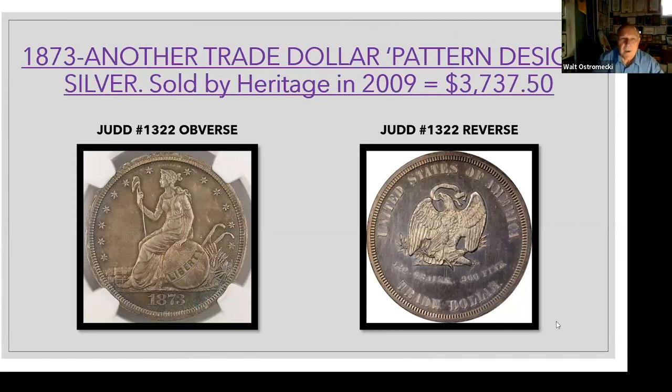1873, another trade dollar pattern. This one is silver. It was sold by Heritage in 2009, who provided the photograph, for $3,737.50. I like the banner over the reverse, especially with the eagle. It looks like it's almost a high relief on the reverse. It's a great strike on that particular pattern piece.